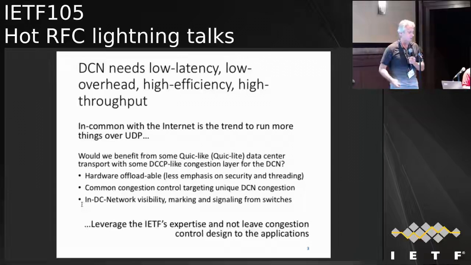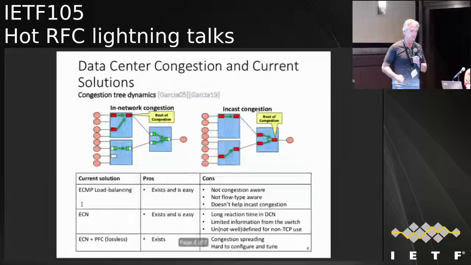It would need to be hardware offloadable, but maybe with less emphasis on security and crypto and all the threading kind of stuff that things have. It would need to be really common congestion control as described in the previous talk, and ideally it would need to have the network visibility, marking, and signaling abilities from the network itself. So the IETF has this expertise, so let's leverage it and not leave it to the UDP application writers. Let's see if we can do something.